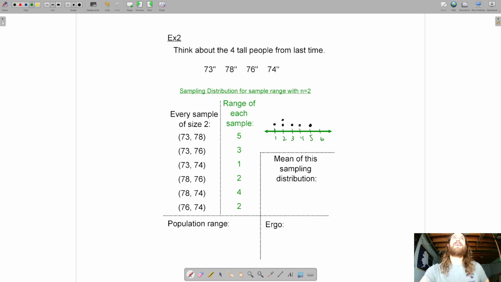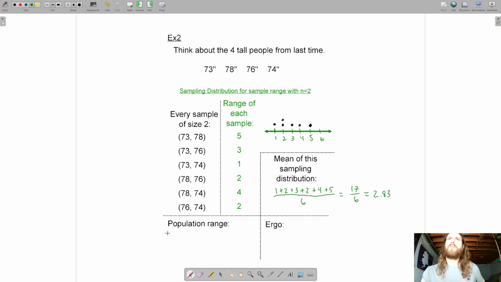Let's calculate the mean of this sampling distribution. The mean is 1 plus 2 plus 2 plus 3 plus 4 plus 5. Add all those up and we're going to divide by 6. What is the mean of all the ranges? That adds up to 17, so 17 over 6, which is 2.83. So the mean of the ranges of every sample of size 2 is 2.83.